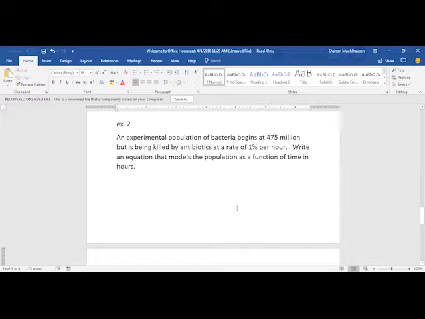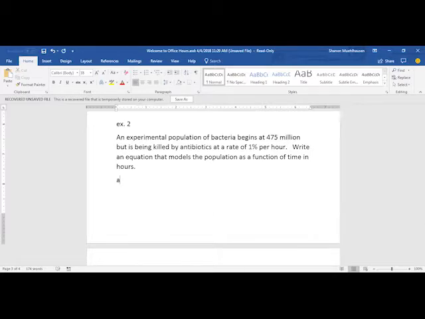Example 2, an experimental population of bacteria begins at 475 million, but is being killed by antibiotics at a rate of 1% per hour. Write an equation that models the population as a function of time in hours. So to write an exponential equation, again, we're going to look for an initial value and a growth factor.